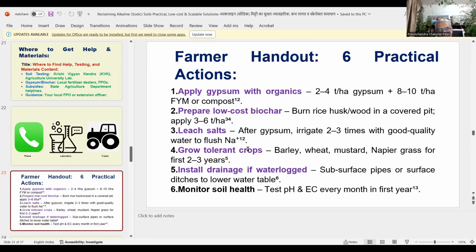Grow tolerant crops, as we have discussed earlier: barley, wheat, mustard, napier grass for the first 2 to 3 years. So these are salt-resistant crops. Then install drainage if waterlogged: subsurface pipes or surface ditches to lower the water table. Then monitor soil health: test pH and electrical conductivity every month in the first year. So we are applying the different treatments, so we have to monitor the pH and EC every month for the first year.